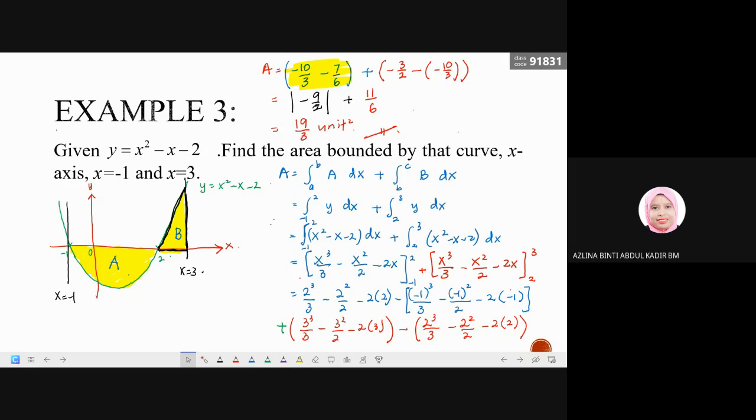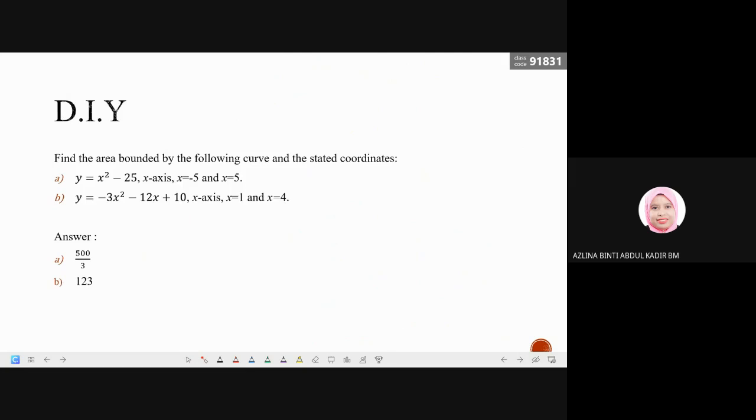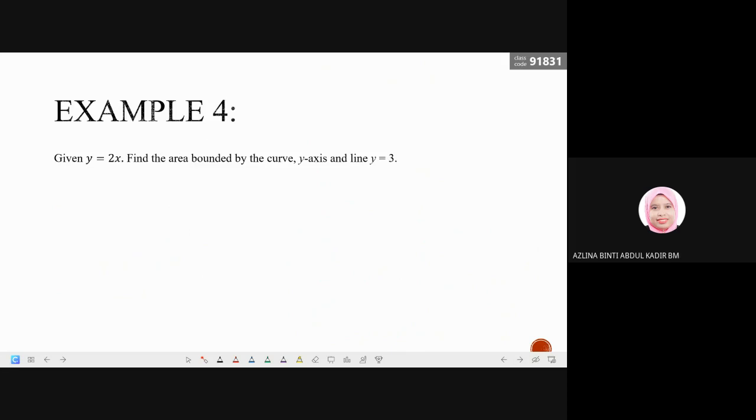Example 3, example 4. Ada soalan? Do it yourself. Find the area bounded by the following curve. A, B. Try on your own. Okay, so continue for example 4. Given y is equals to 2x. Find the area bounded by the curve, y-axis and line y is equals to 3.